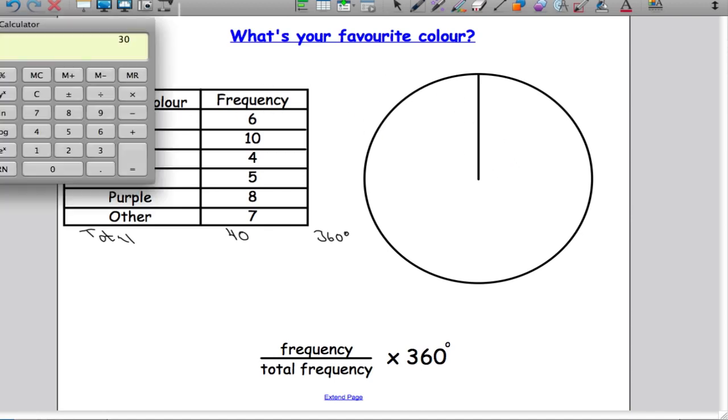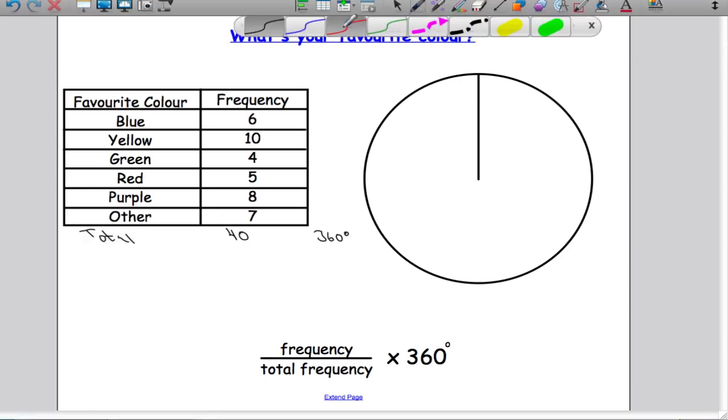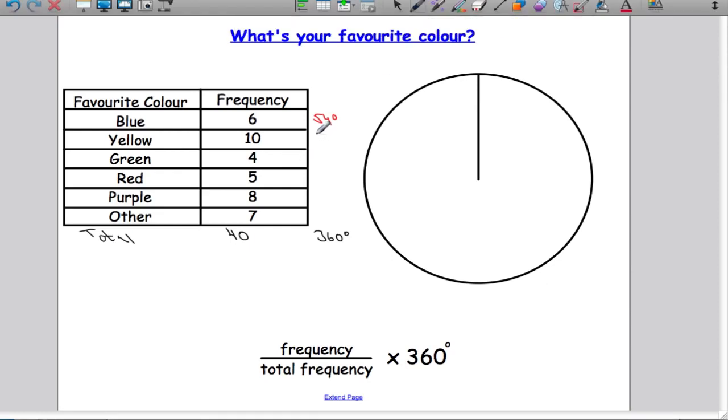So let's do the first one. To work out how big the blue slice will be, it's going to be 6 divided by 40, so that's our frequency divided by total frequency, and then multiply our answer by 360 degrees, and we get 54. So 54 degrees of our pie chart will be dedicated to blue. Next one, yellow: 10 divided by 40 and multiply our answer by 360 degrees, which gives us 90. So yellow is going to take up 90 degrees of our whole pie chart.